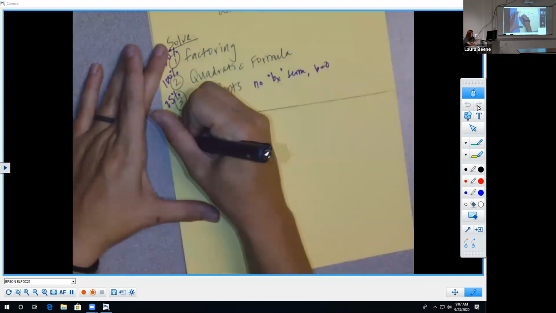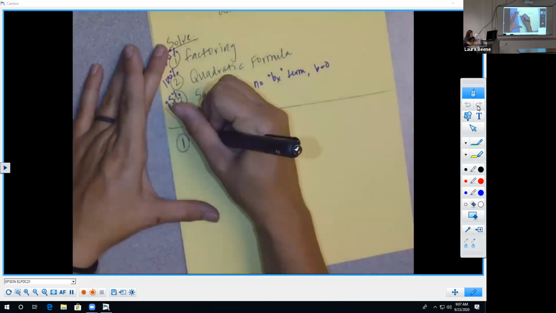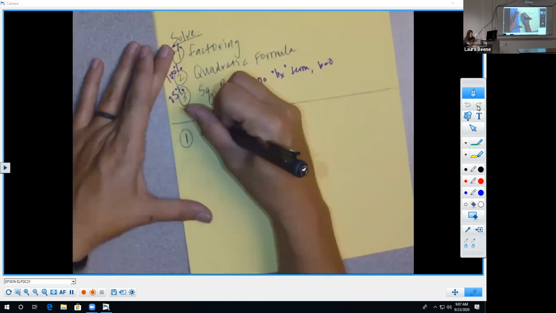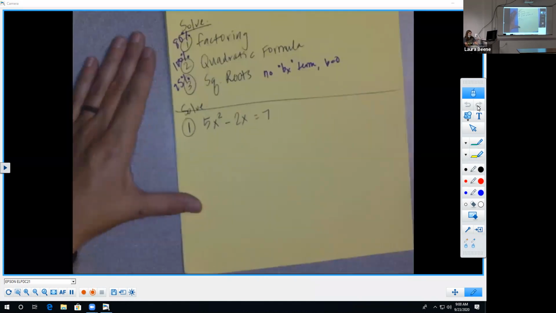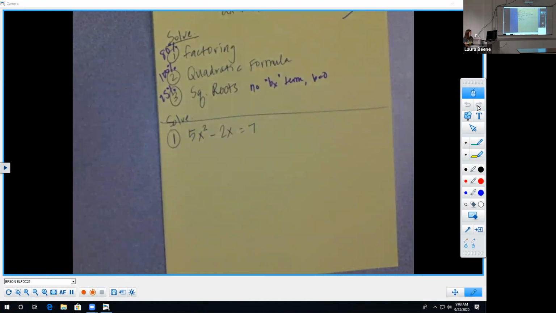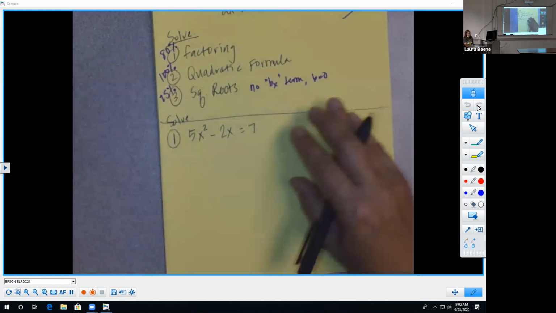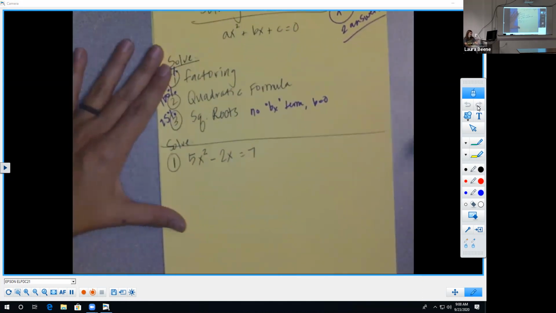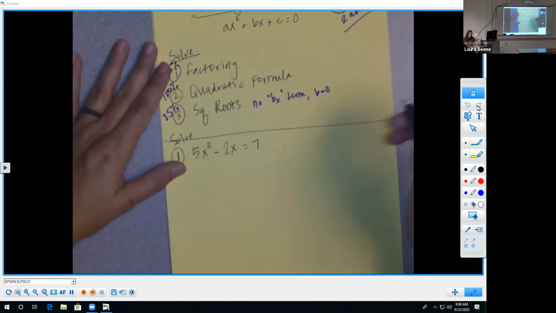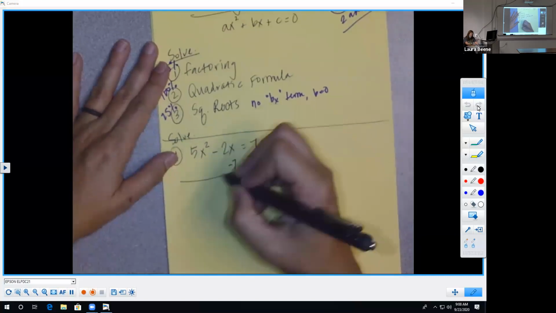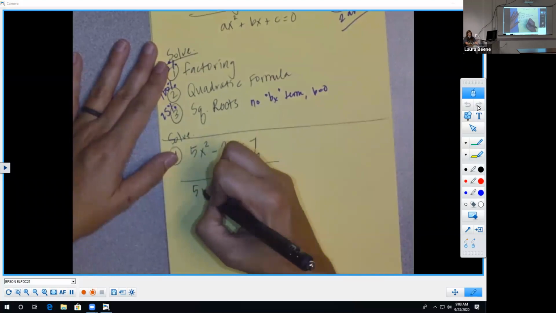Okay, so let's solve this first problem. We have 8 problems we're doing today. 5x squared minus 2x equals 7. And the directions for all of these are just solve. For every one of these problems, or most of these problems, you have to make them equal 0. Square roots, you don't have to make it equal 0, but for factoring and quadratic formula, the equation has to equal 0. Does this equation equal 0 right now? No, so let's make it equal 0. Subtract 7 from both sides. And I get 5x squared minus 2x minus 7 equals 0.